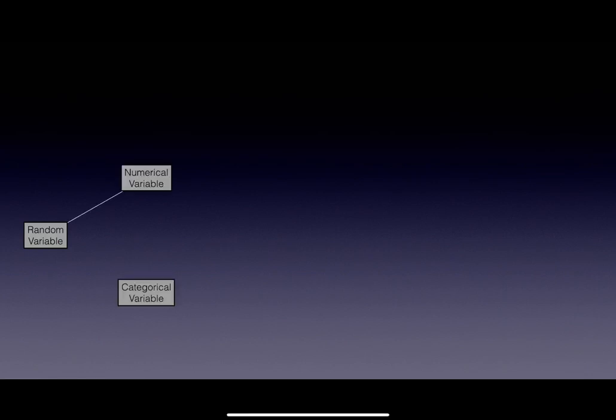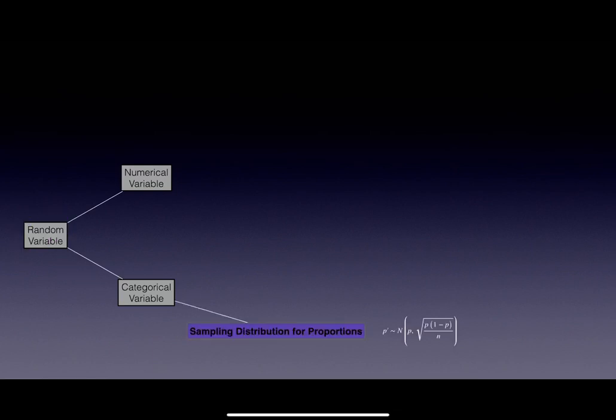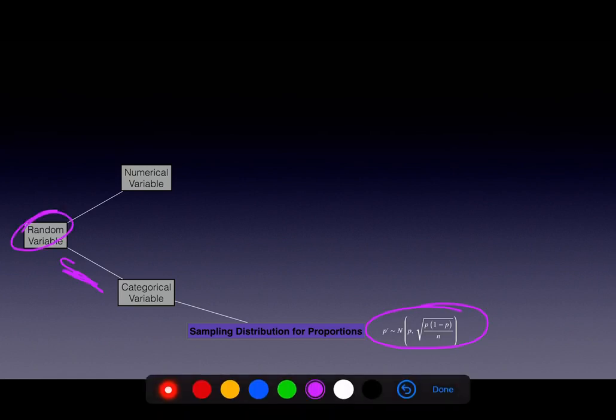And then see if it was numerical or categorical. I'm going to start on the categorical side of things, so I'm going to head down here first just because it's not as crowded. If it's categorical and you have a sample, right, they said we took a random sample of 45 people and asked them, did they like, I don't know, chocolate ice cream or not. If you have a categorical variable and you have a sample, you're definitely going to be on the sampling distribution for proportions. There's just no other option.